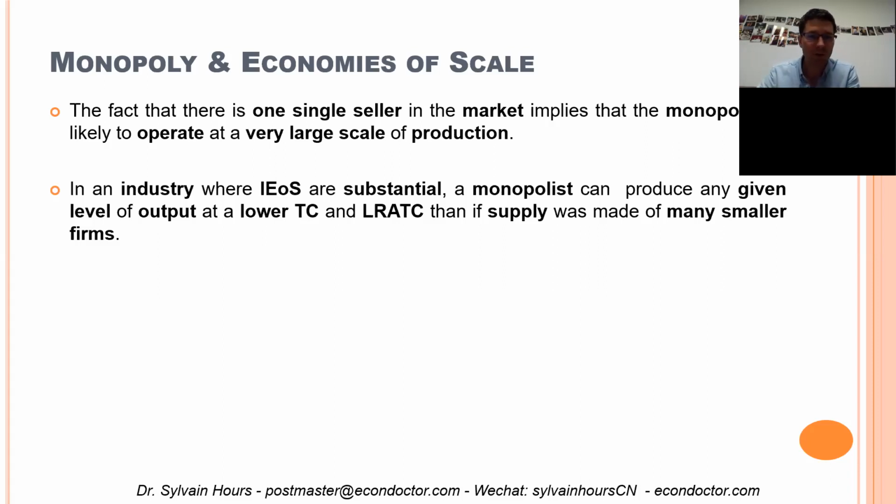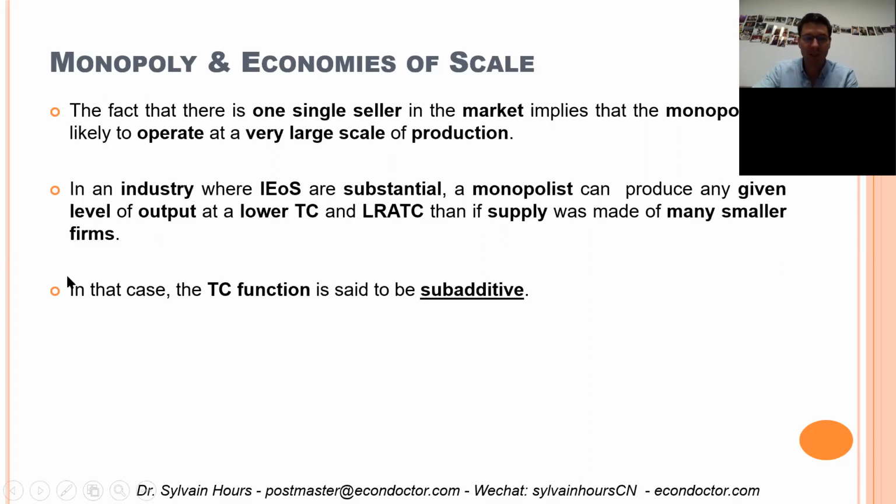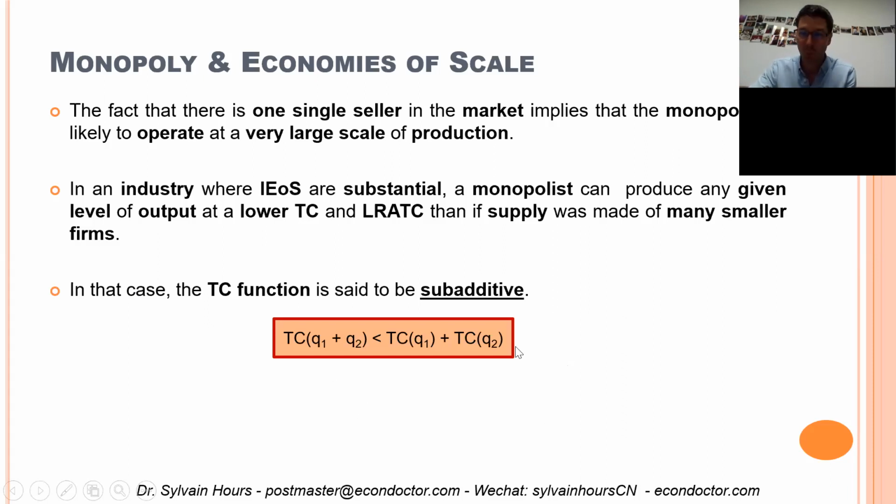And we say, I don't know if I used this keyword, yeah, we say that the total cost function is sub-additive. I will show you why we use this keyword, but this is essentially what it means. We have a sub-additive total cost function. So you see, this is how we can put it. The total cost of producing Q1 plus Q2 is smaller than the total cost of producing Q1 plus the total cost of producing Q2. So this would be, for example, let's say that we have one single firm that produces the entire output itself, Q1 plus Q2.